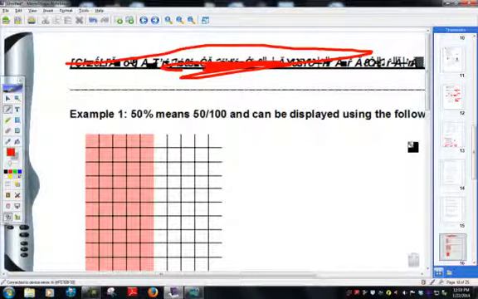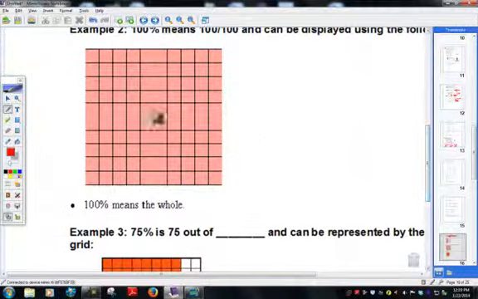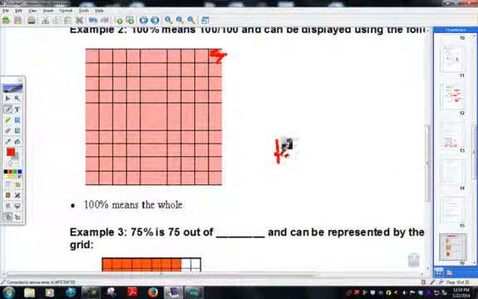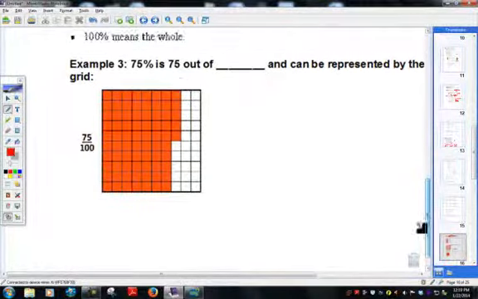Okay. Now these I think we're good at. I mean, these are easy for you guys. There are 100 little squares. Each little square, remember, represents 1%. 1% also equals 0.01, and it also equals the fraction 1 over 100. Okay. Pretty easy there. You guys didn't struggle with that at all.